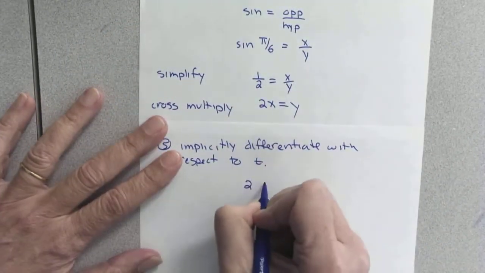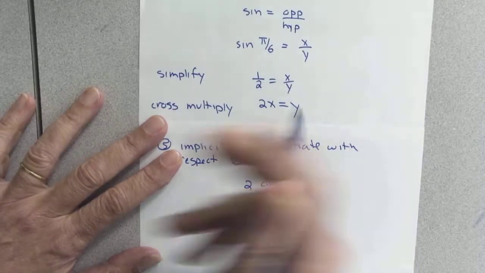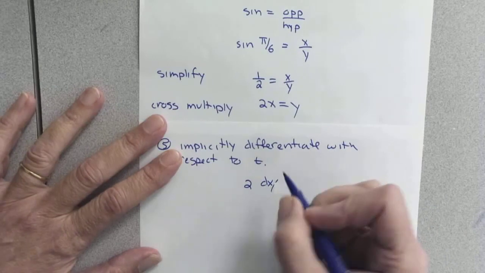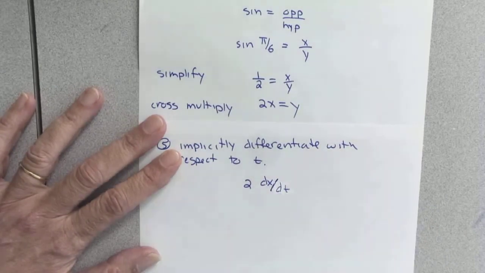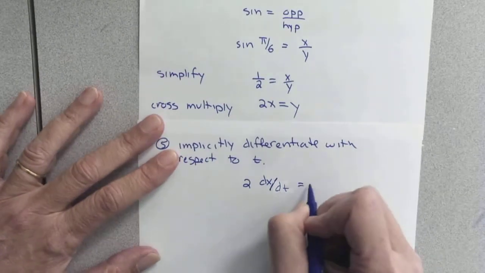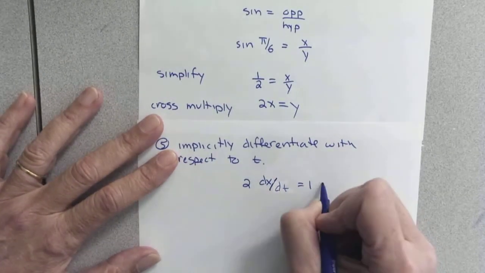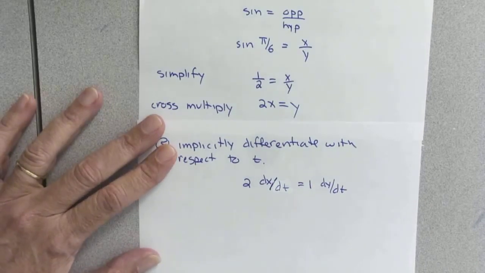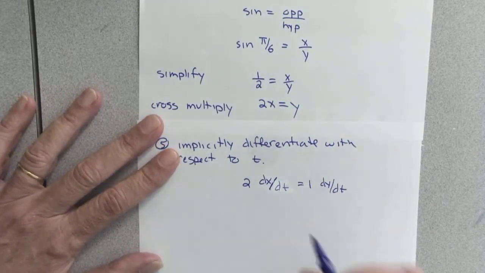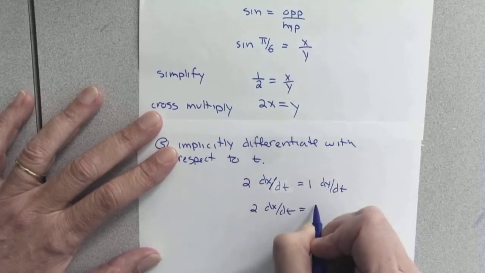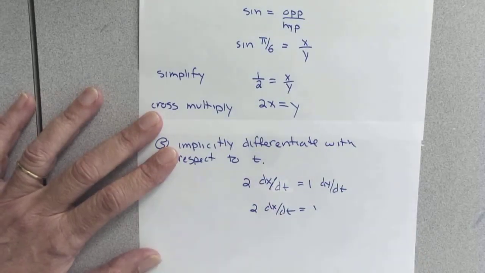So step 5, implicitly differentiate with respect to t. The derivative of 2x would be 2, but every single variable gets followed by its derivative with respect to t, so dx/dt. The derivative of y would be 1, but every single variable gets followed by its derivative with respect to t, so dy/dt. So 2 dx/dt equals dy/dt.